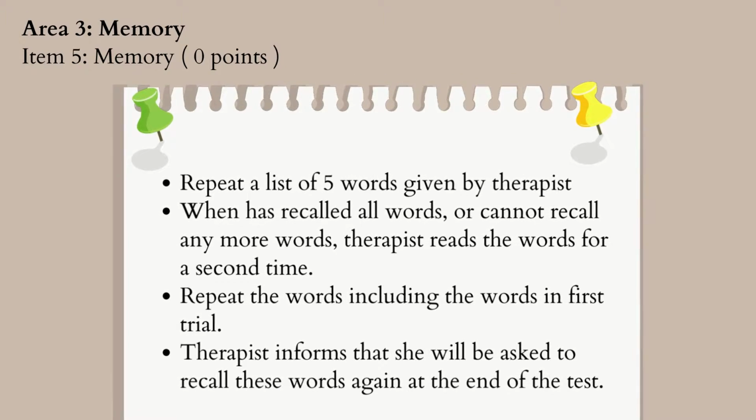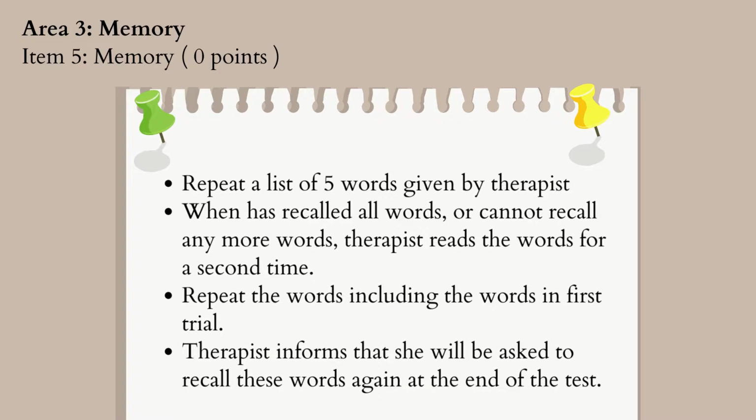Okay. The third area and the fifth item is memory, which has 0 points. There are a few instructions in this item. Firstly, the client needs to repeat a list of 5 words given by the therapist. When the client has recalled all words or cannot recall any more words, the therapist will read the words a second time. Then the client will repeat the words, including the words from the first trial. At the end of the item, the therapist will inform the client that she will be asked to recall these words again at the end of the test.